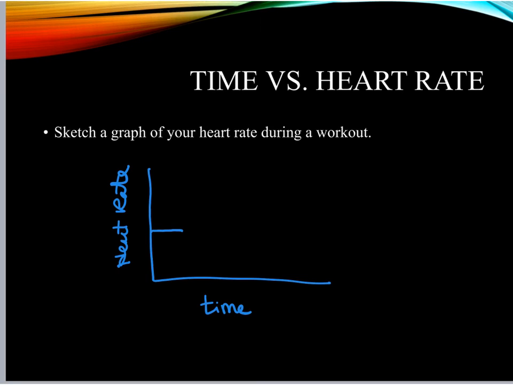Then what's going to happen is you're going to work out, so it's going to increase pretty quickly. As you're working out, it should kind of level off. Then once you stop working out, it should decrease, and then it should level off again. So this right here could be a graph of a heart rate during a workout.